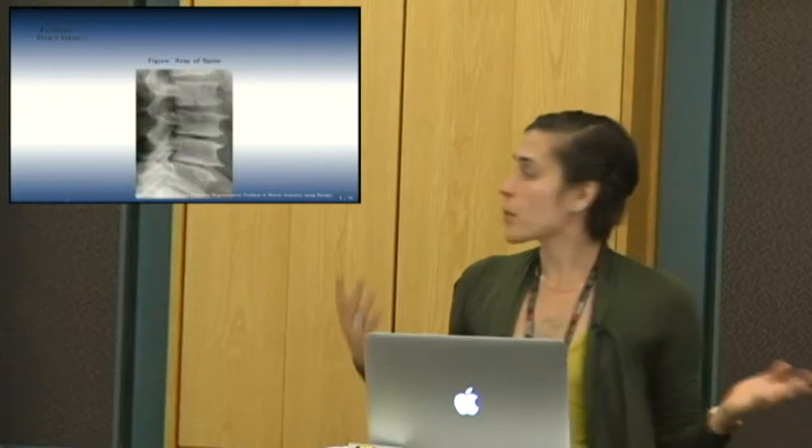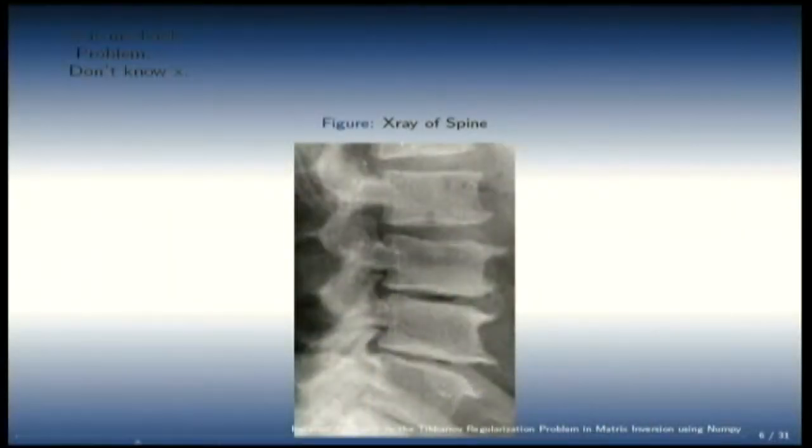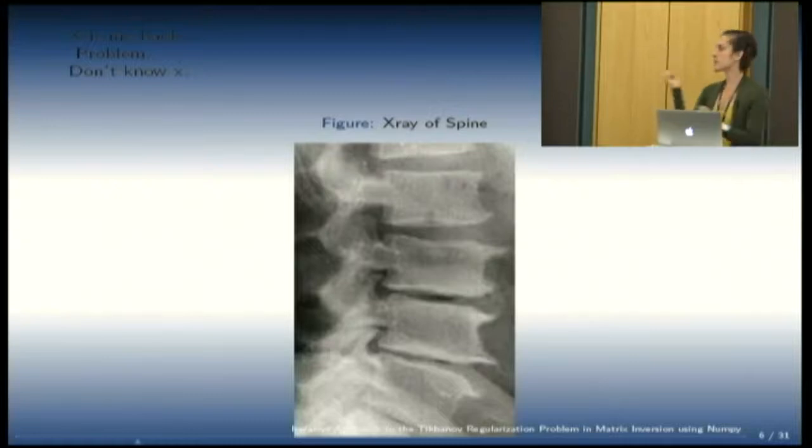Okay, so the problem, I already said this, but X is my back, and if you have a herniated disc, you can tell because the space between the discs is smaller, and also, this is a non sequitur, the sides of your disc start to curve because there's less and less cushion between them. So you want to be able to see these things well.